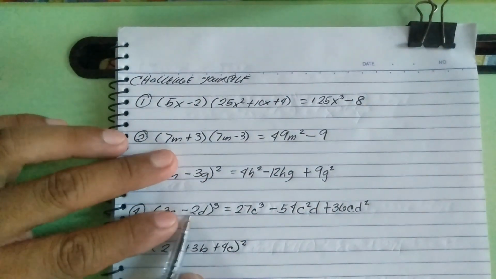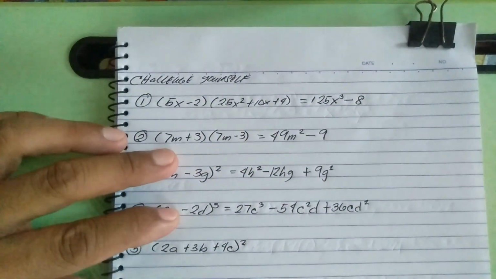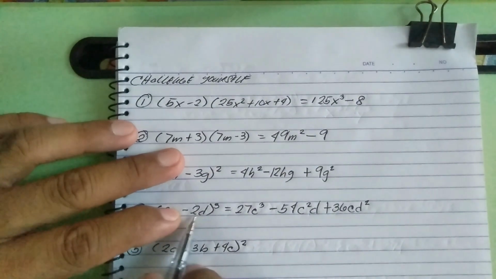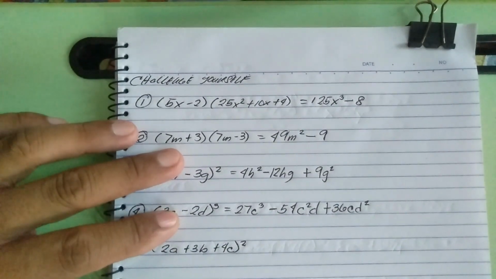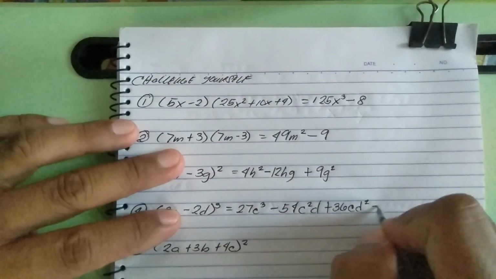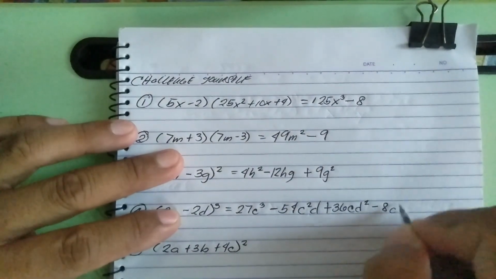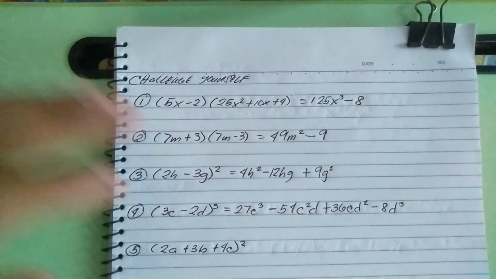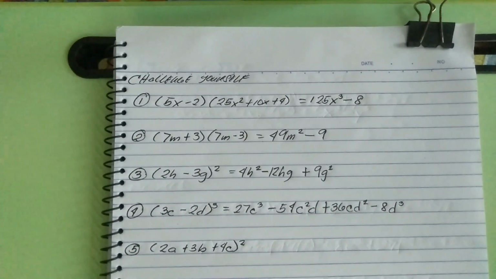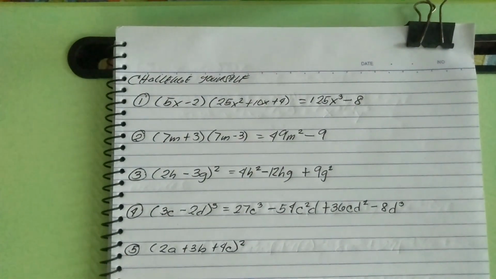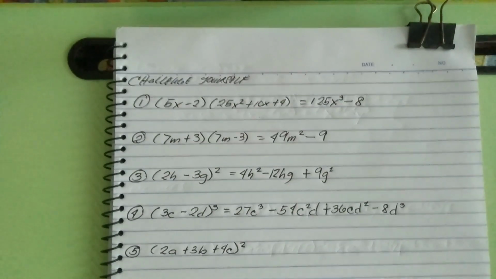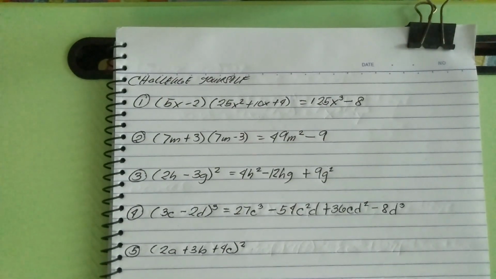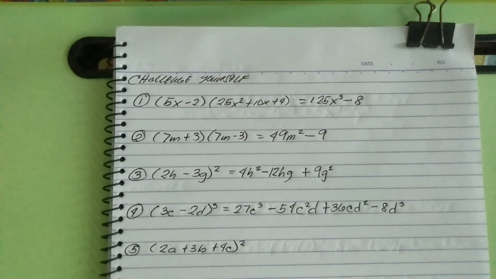And then, cube the last term. Again, I repeat, cube the last term. We have negative 8D cube. So, yun po ang ating kasagutan para sa number 4. Next, number 5. 2A plus 3B plus 4C squared. Okay, that is the square of a trinomial.